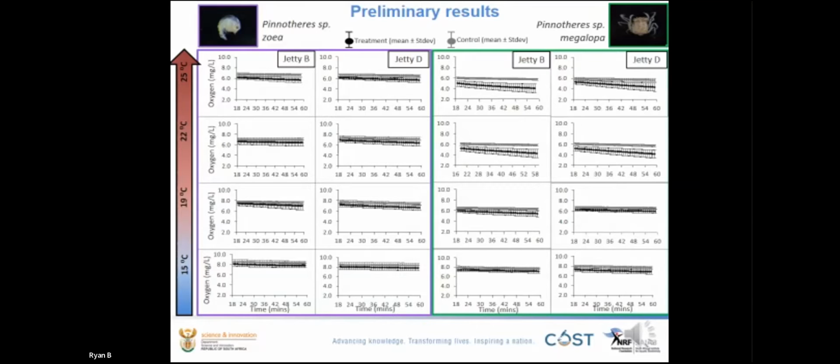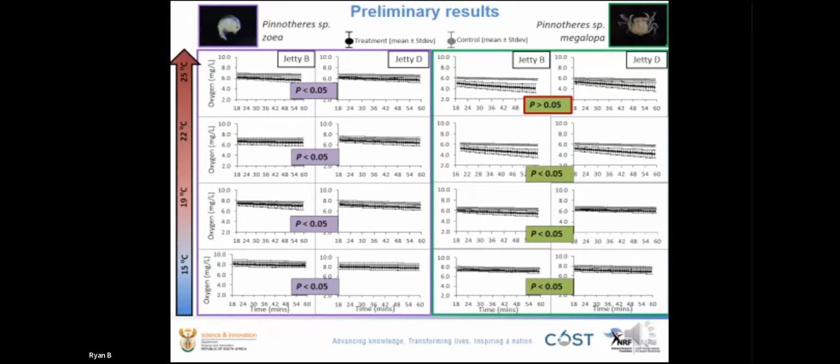The megalopal stage of Pinnotheres species, highlighted in green, however, had lower oxygen consumption rates compared to the zoeal life stage, highlighted in purple, especially at higher test temperatures of 22 degrees and 25 degrees. In addition, from the graphs observed, the 15-degree test temperature may be preferred or optimal for both life stages of Pinnotheres species, due to oxygen not being consumed excessively for the treatment samples in black and being close to the control samples in grey.